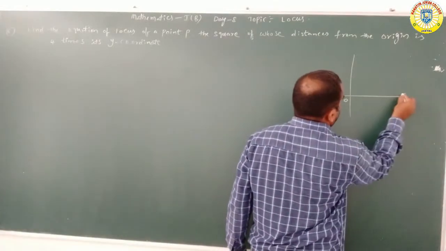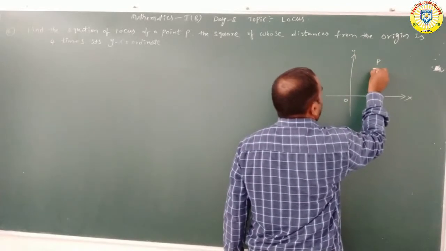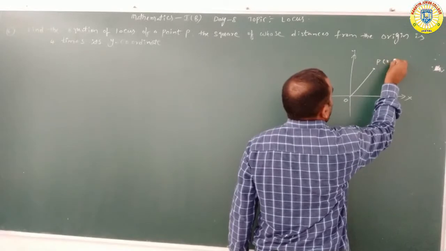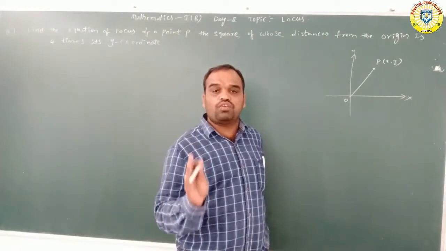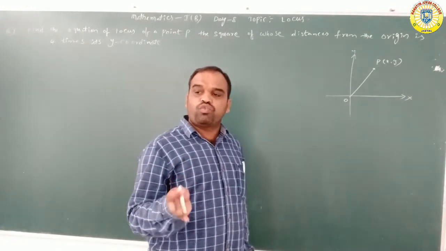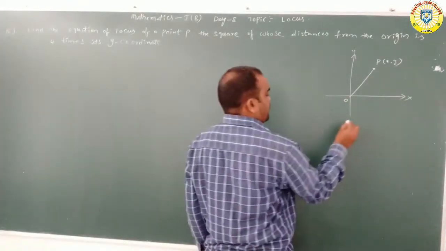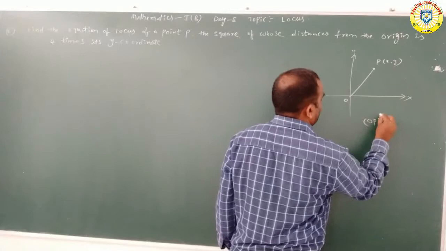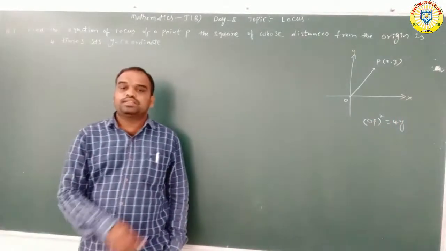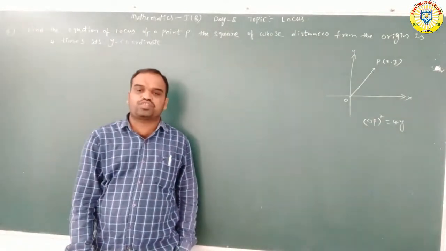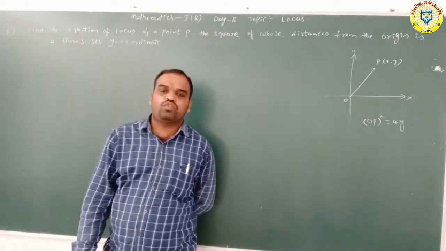See the coordinate system. This is the origin, x-axis, y-axis. Here we are taking the point P. P is equal to (x, y). The square of whose distance from the origin is 4 times its y coordinate. The y coordinate is y. The square of the distance from the origin is nothing but OP square. OP square is equal to 4y. That is the condition.